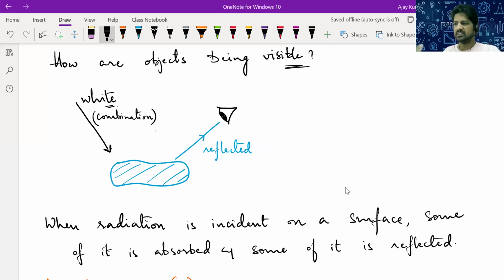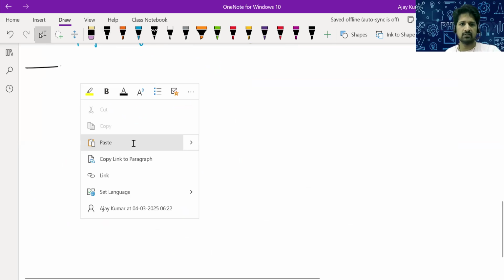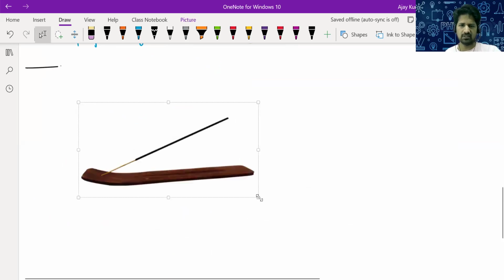See, basically, to see some object, we need light from that object to enter into our eye. And there are two ways that can happen. That object can reflect light, that object can emit its own light also. For example, you consider this incense stick. Okay. Agarbatti.